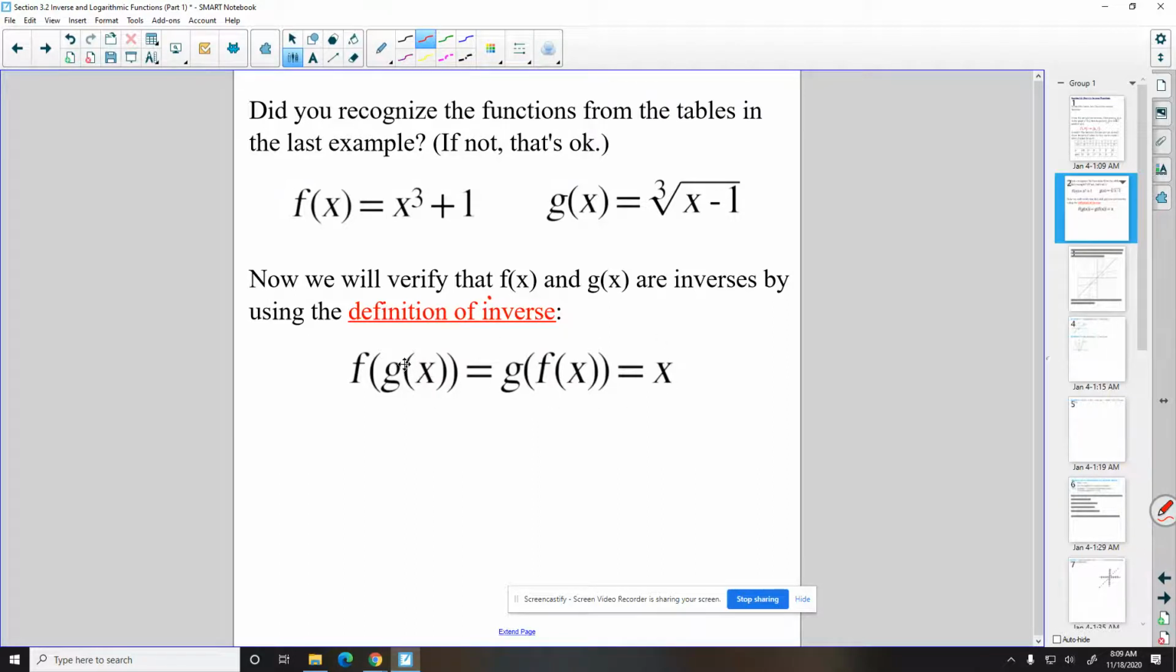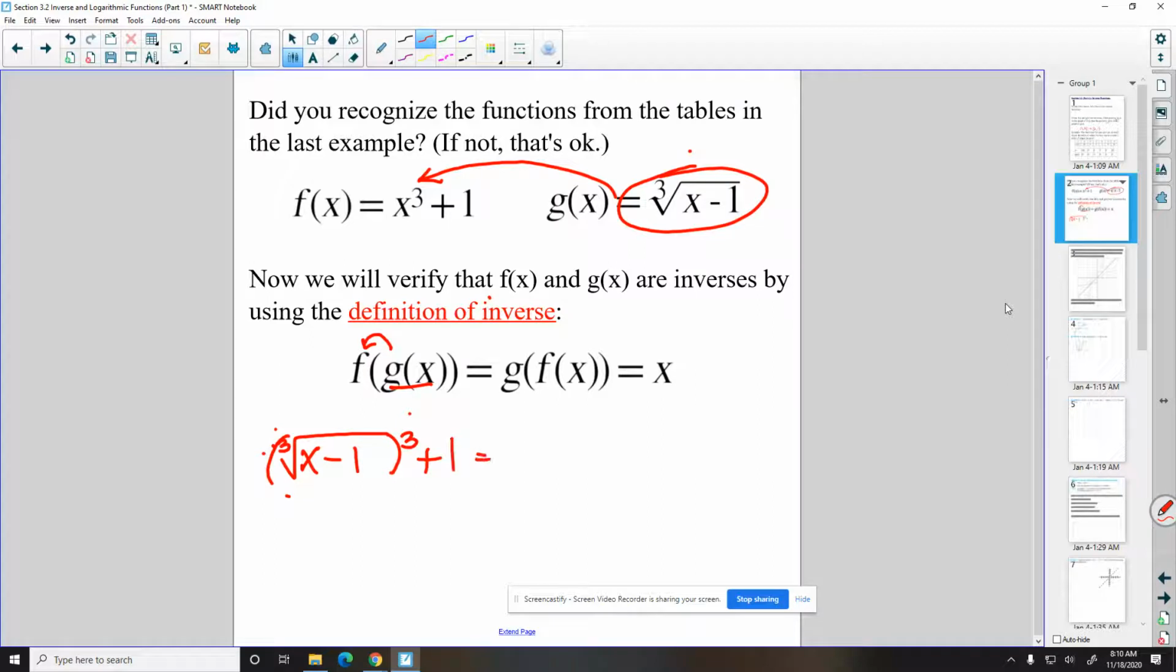So I'm going to start with the left side, and I'm going to take equation g and compose it, which means plugging it into equation f. So equation g is this one here, and I'm plugging that into equation f. All right, so let's see. It's going to be the cube root of x minus 1, all cubed, plus 1. The cube root and the cubed would cancel each other out, so you would just have x minus 1 plus 1, which just equals x, and that's what the definition of inverse says should happen.